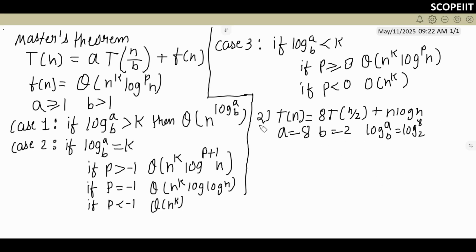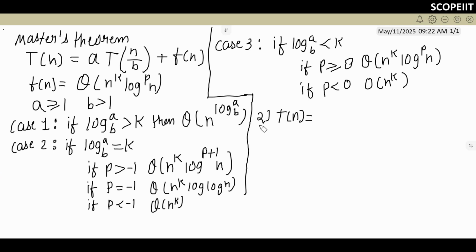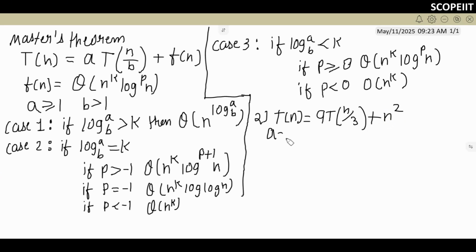Now next we'll take one question where we will go to the second condition. For the first condition I hope it's clear, because we have solved 3 questions based on only the first condition. Now let us take the next question: T(n) = 9T(n/3) + n square. Here a is 9 and b is 3. So log a to the base b is nothing but log 9 to the base 3. 9 is nothing but 3 square, so log 3 square to the base 3. The 2 will go to the left-hand side and log 3 to the base 3 is 1, so here we'll get the answer as 2.